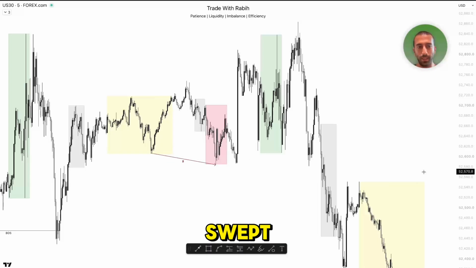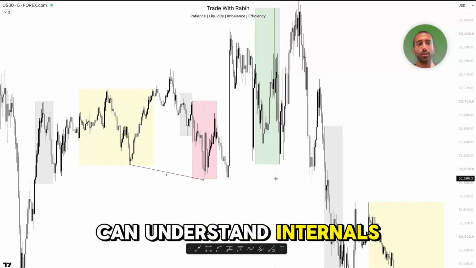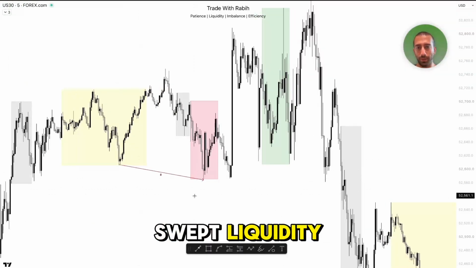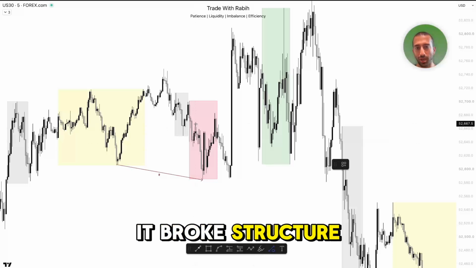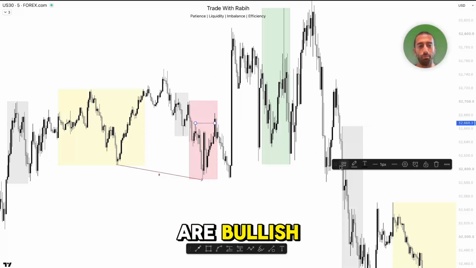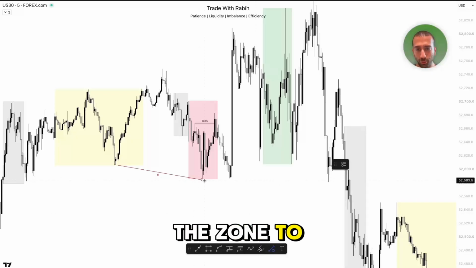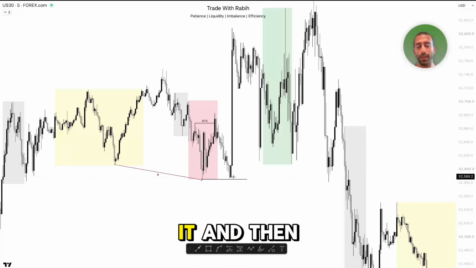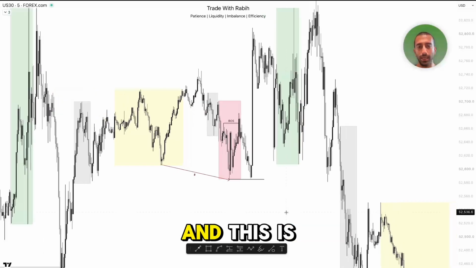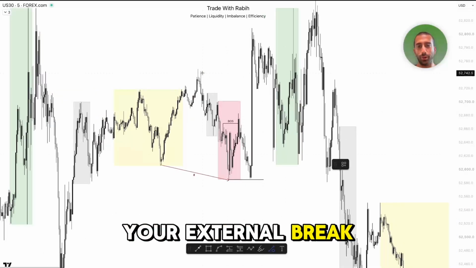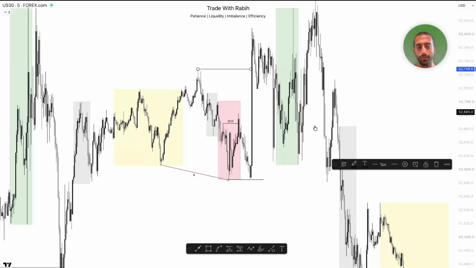So here we swept. Let me show you how you can understand internals. So here price swept liquidity. It broke structure here, confirming we are bullish. Then it respected this zone to the pip, did not break it, and then it delivered higher. And this is your external break of structure. Okay?